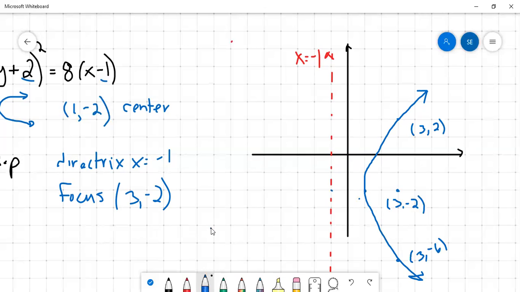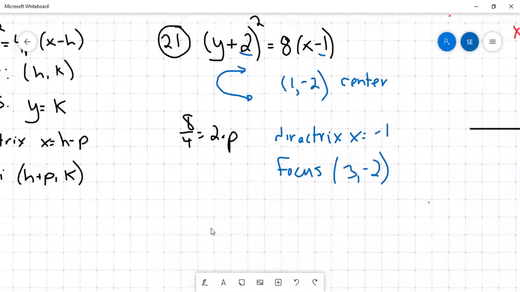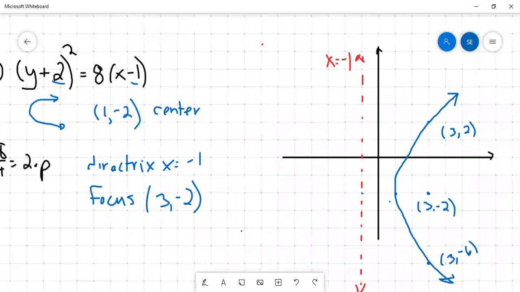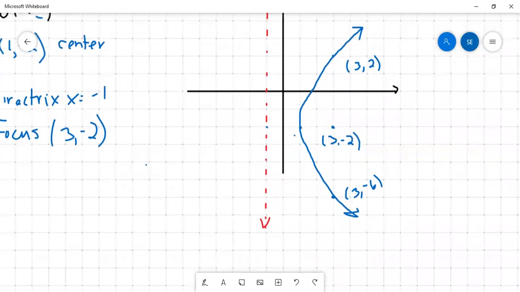And if you're formula based, if you go back over here, your foci is h plus p. So our h was 1, plus p gives us this. The last thing is our axis of symmetry, y equals k. So our axis of symmetry is the line that goes through our vertex.